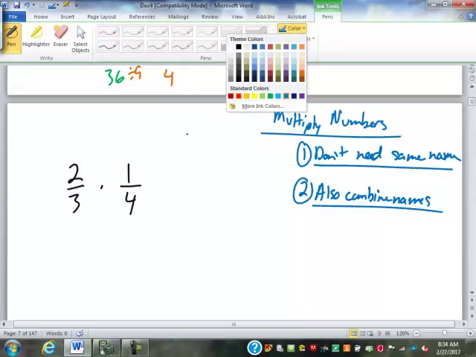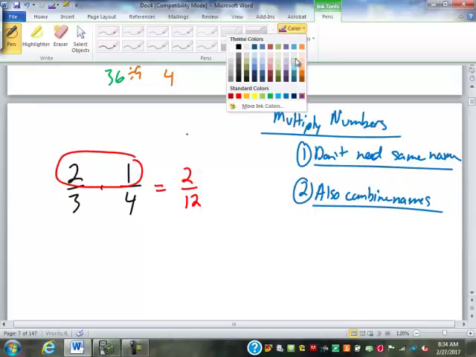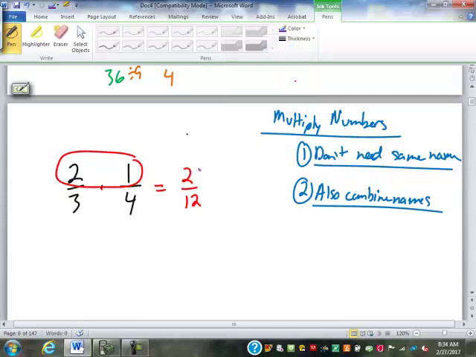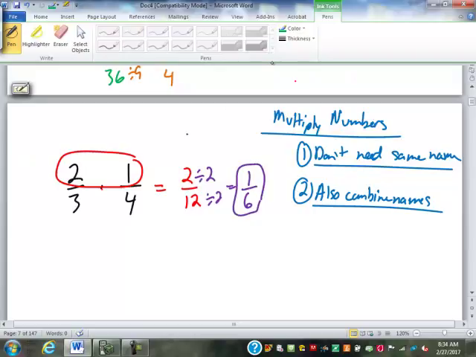So let's go ahead and do that. We're going to combine our counts like we always do. We're multiplying, so we're going to combine them with multiplication. So 2 times 1 is 2. And then we also combine the names. 3 times 4 is 12. Now we look at that 2 over 12, what can we still do? Both of those can still be divided by 2. 2 divided by 2 is 1, and 12 divided by 2 is 6. So you get 1/6.